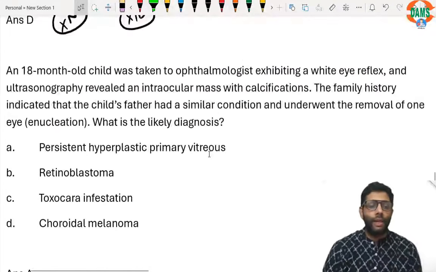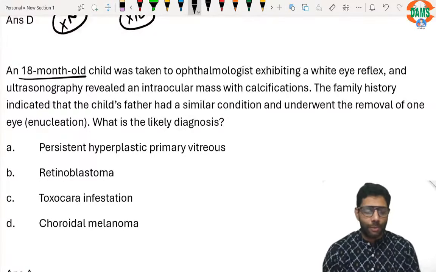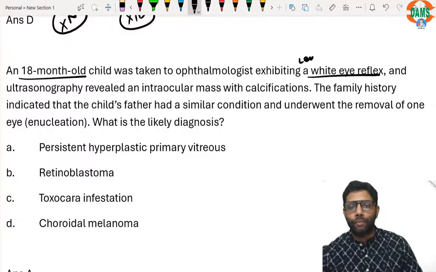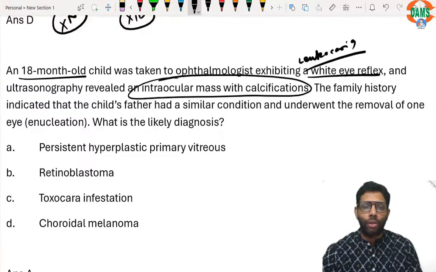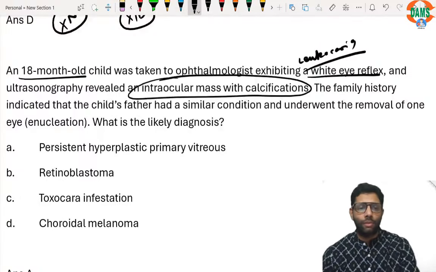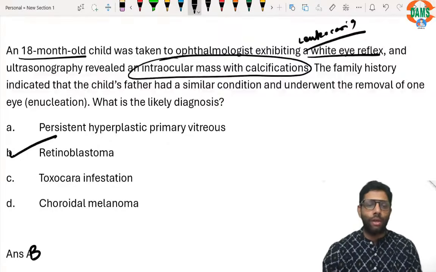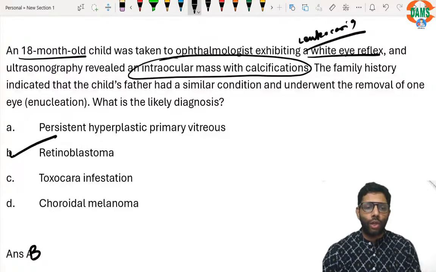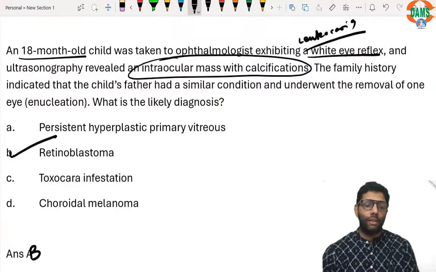Okay. Now an 18-month-old child, again a pediatric question. The ophthalmologist is exhibiting a white reflex, that is leukocoria. Now, the most common cause of leukocoria is congenital cataract. Ultrasonography revealed an intraocular mass. Now an intraocular mass is present. I have corrected this already: the answer is retinoblastoma, not PHPV. PHPV does not have an intraocular mass. Toxocara, choroidal melanoma? Choroidal melanoma can have an intraocular mass, yes, but this is a child. Choroidal melanoma is the most common intraocular tumor in adults, but it does not have calcification.